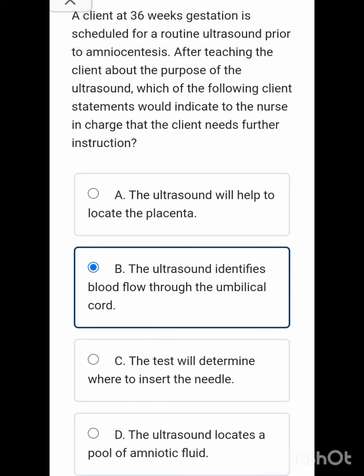Second question is, a client at 36 weeks gestation is scheduled for a routine ultrasound prior to amniocentesis. After teaching the client about the purpose of the ultrasound, which of the following client statements would indicate to the nurse in charge that the client needs further instruction? That means the patient did not understand the concept of ultrasonography. So she requires further teaching.